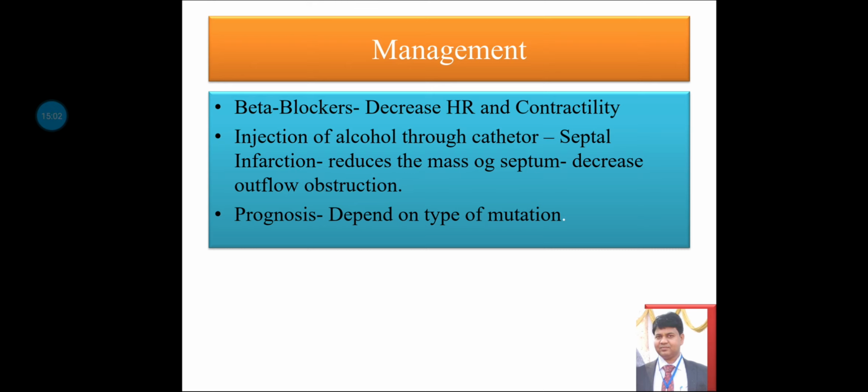Secondly, we can give an injection of alcohol through a catheter to produce a septal infarction, and this septal infarction reduces the mass of the septum, which decreases the outflow obstruction. So this is an intervention by which we can reduce the size of the septal hypertrophy, and the patient may have some relief. The prognosis of the condition is related to the type of mutation which is seen. So this is all about hypertrophic cardiomyopathy.